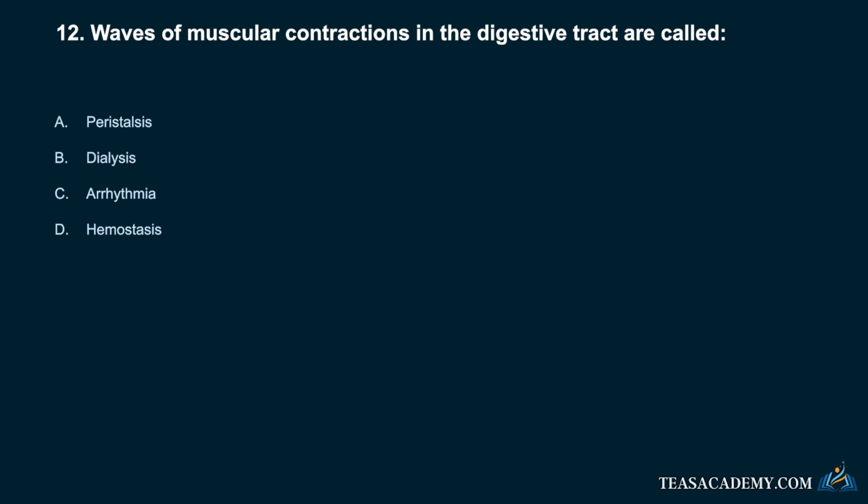12. Waves of muscular contractions in the digestive tract are called: A. Peristalsis. B. Dialysis. C. Arrhythmia. D. Hemostasis.